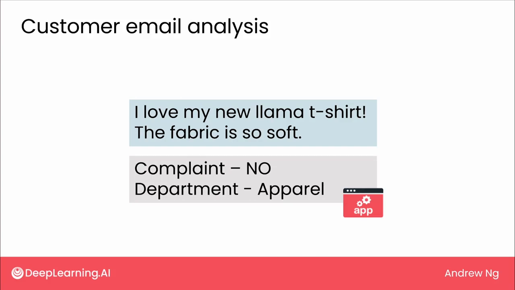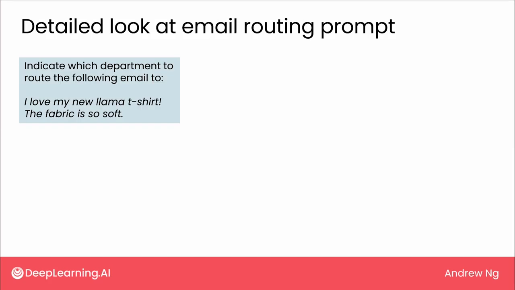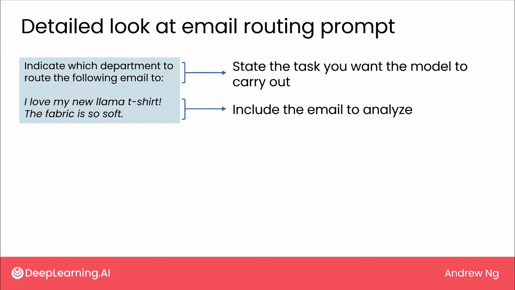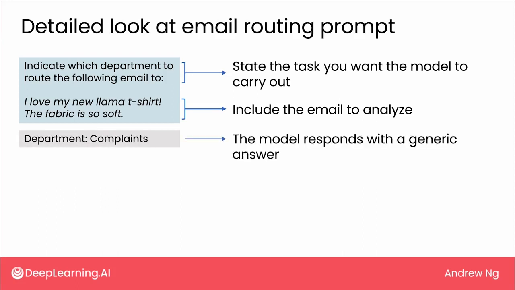Let's take a deeper look at how one could build this application, focusing on the part of deciding what department to route this email. One thing you could do is write a prompt to tell the LLM to read the email and decide which department to route it to. So you can specify the task and provide the email. But it turns out that with a prompt like this, you may find that the algorithm routes it to the complaints department in this case, which may or may not be a department that exists in your organization.